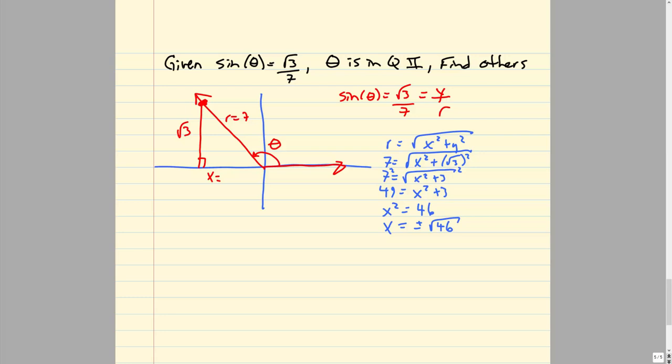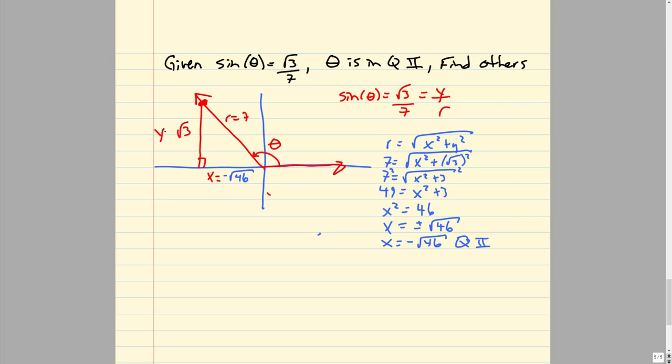So the reason I know it's going to be negative is I'm in quadrant 2 where x is negative. So x is equal to a negative square root of 46, and I know this because I'm in quadrant 2. Okay, so that's how we can justify our answers and make sure that you're showing all this work on your exams and also your handwritten problems as well.